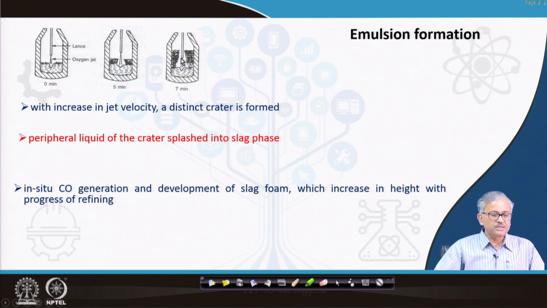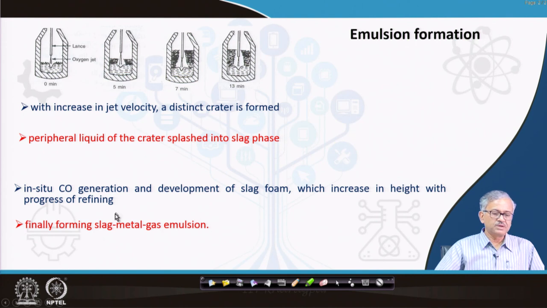So you can find a big slag foam forms, which increases in height with progress of refining. As the refining progresses, its height increases because more and more CO gas is forming, and it is aiding the process of foam formation, right? So foam formation is taking place, and its height will be increasing, and finally forming a slag metal emulsion. And you can find there is a slag, metal and gas emulsion formation taking place, because when the jet is there, this oxygen jet is tearing off the liquid droplets and throwing them into the slag phase.